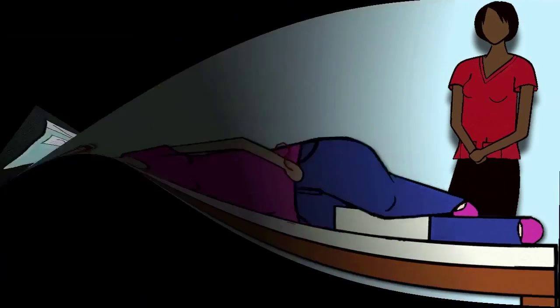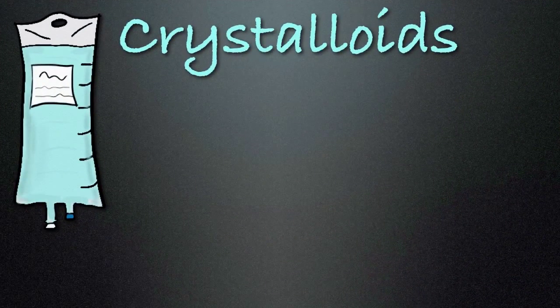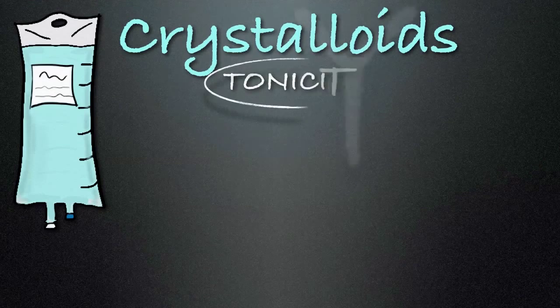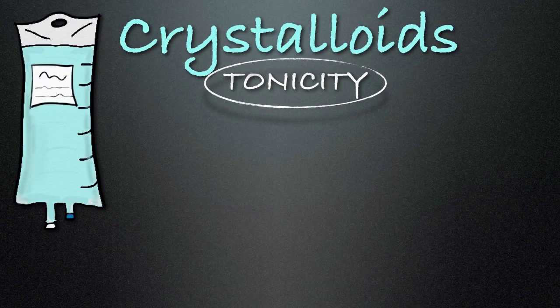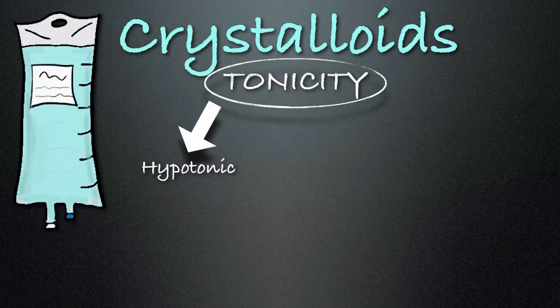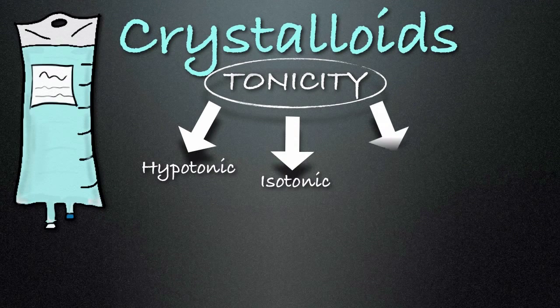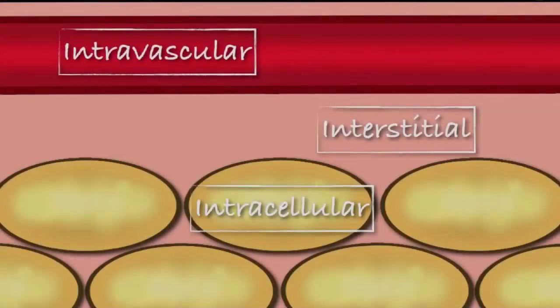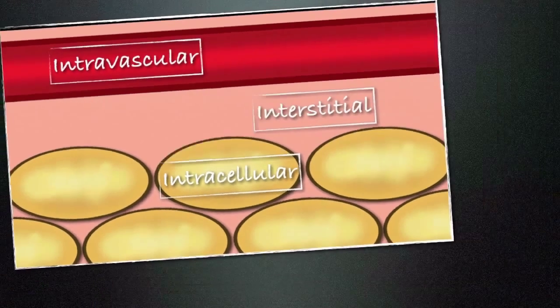Going back now to crystalloid solutions, they are further classified based on their tonicity, their concentration, and they fall under one of three categories: hypotonic, isotonic, or hypertonic. It is important to note that the tonicity of IV solutions are defined in comparison to that of the blood and interstitial or intracellular fluids within the body, not to water.